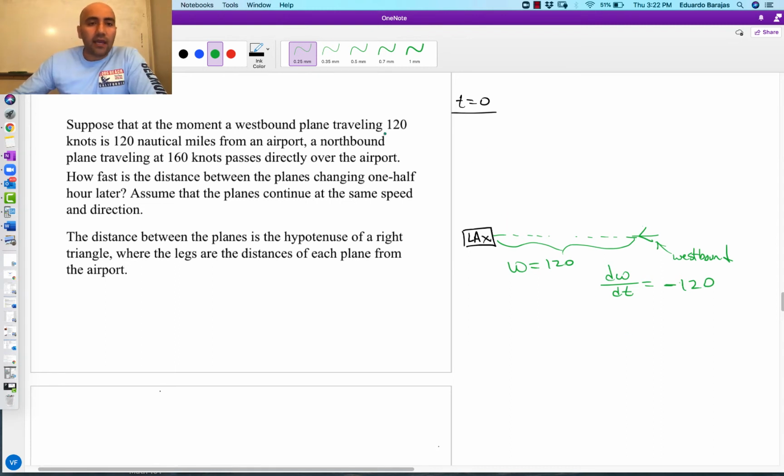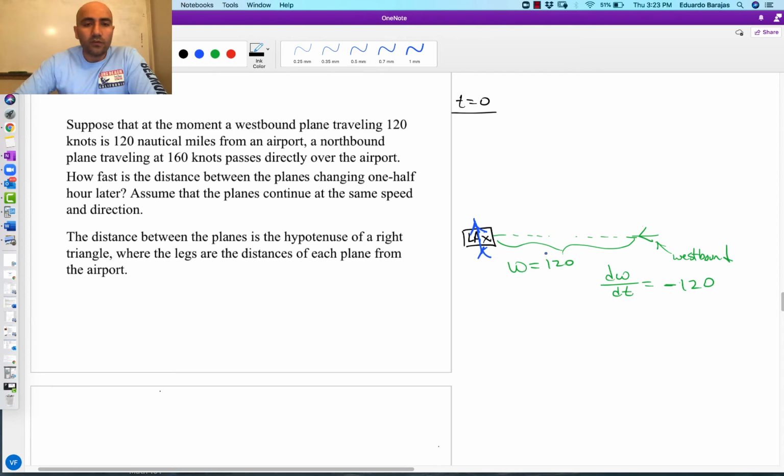All right, now at time 0, we have this other airplane that happens to be right on top of the airport at that moment in time. So it's this airplane. It's an airplane. Okay, at time 0, there it is. It does have a certain velocity, but it's really hard to do anything with it because it's sitting right on top of the airport. So let's skip on forward because they also ask us about the distance changing 1/2 hour later.